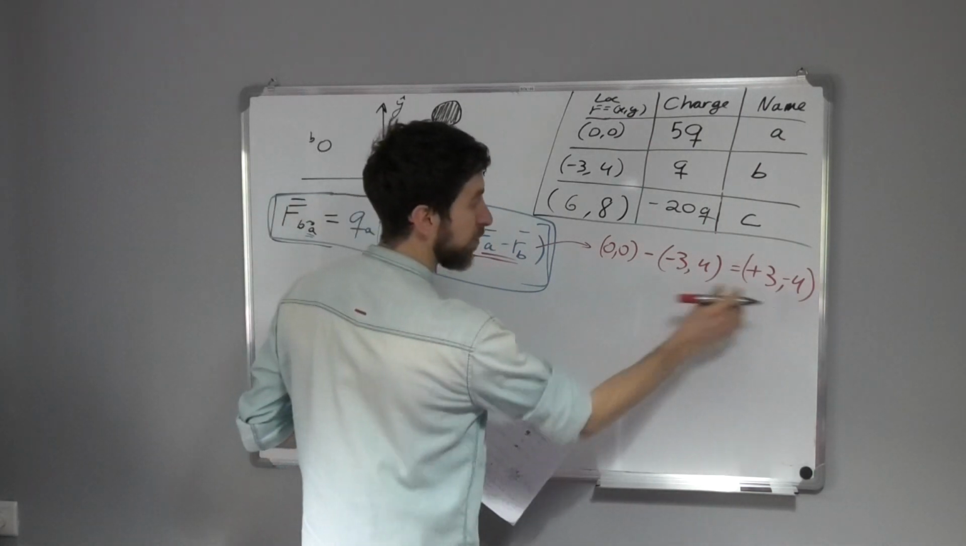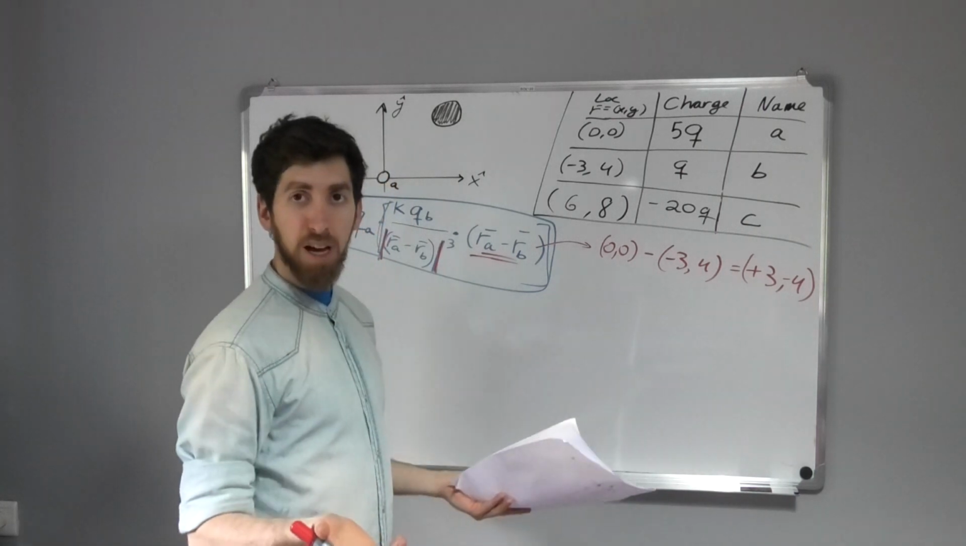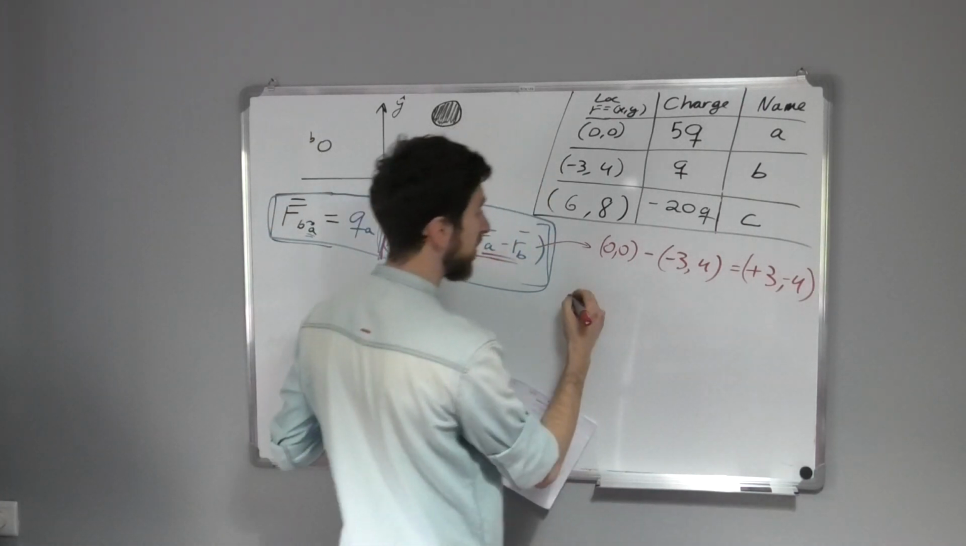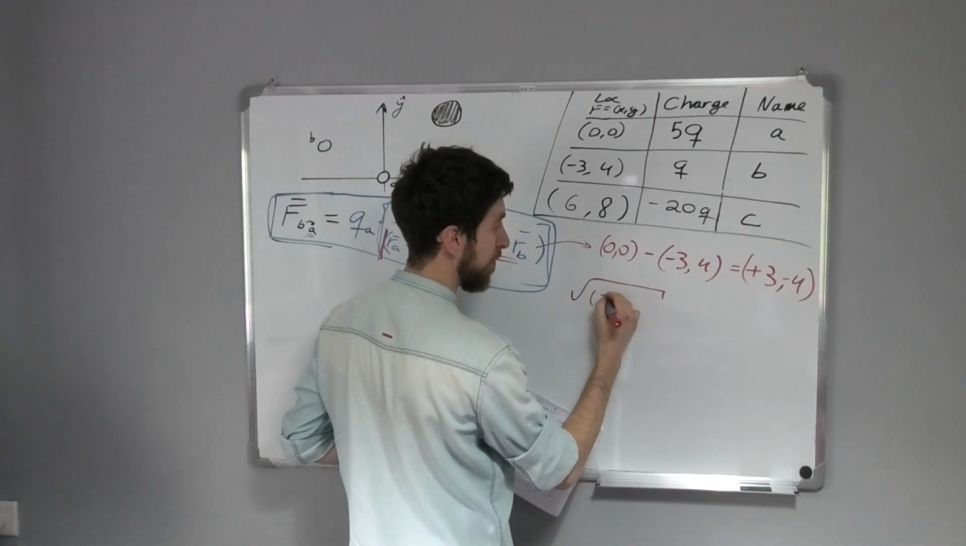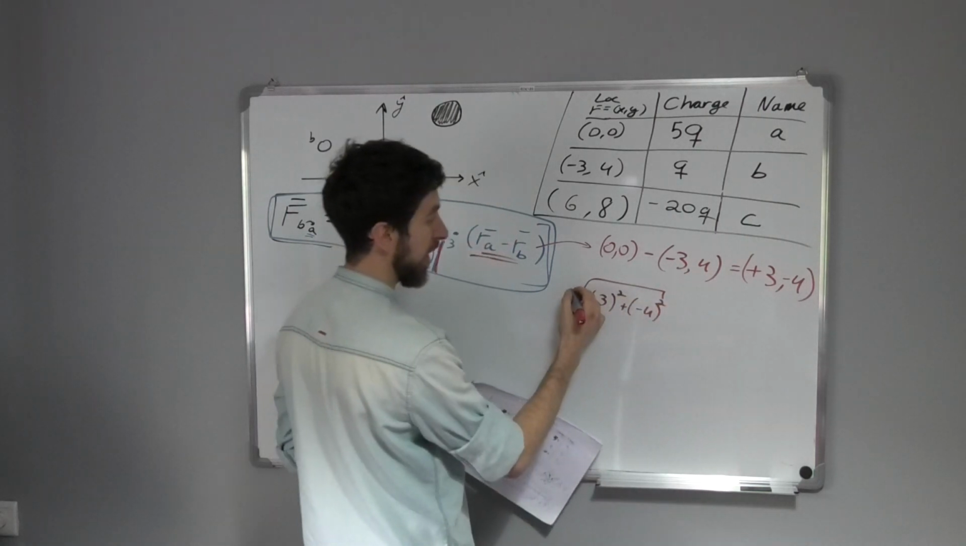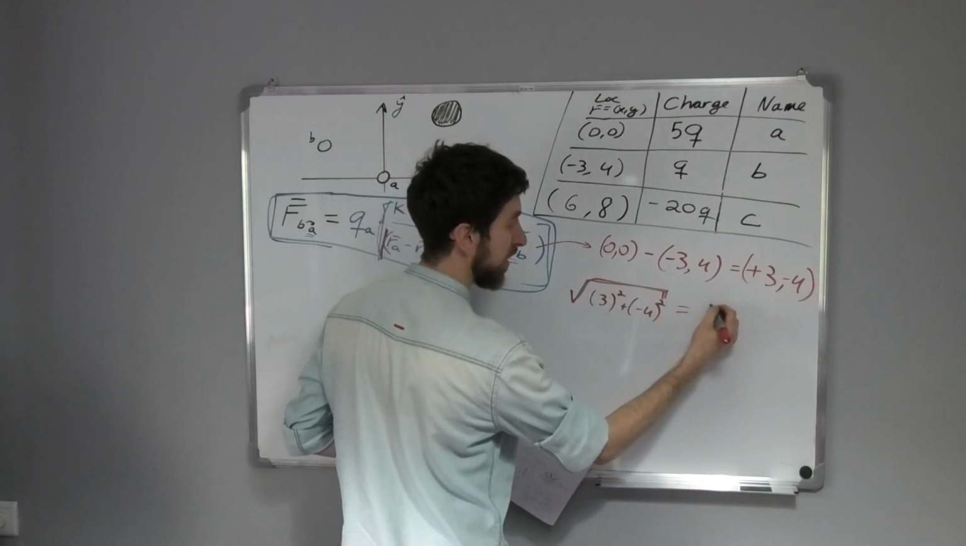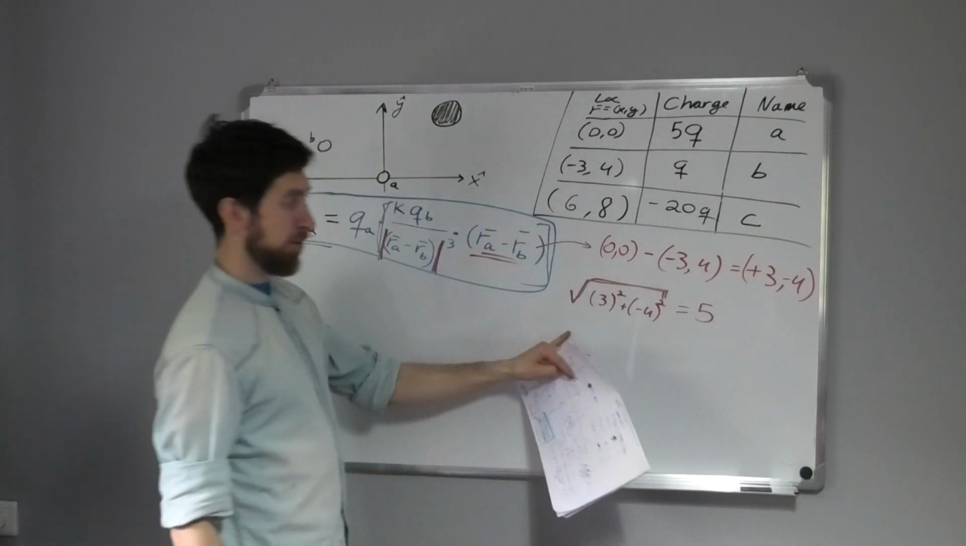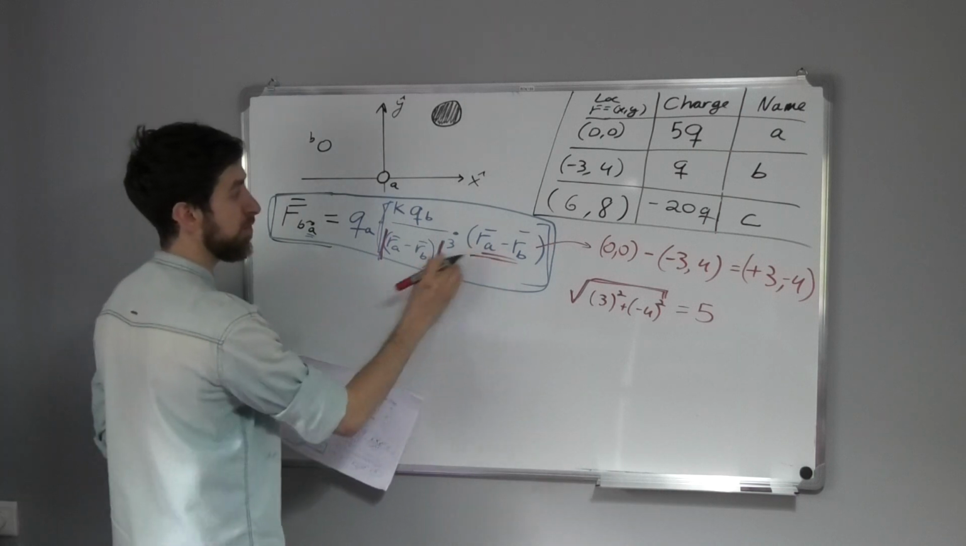So how can I do the magnitude of this vector? It's really easy. I just take each component, square it up, right? Square it up, and then take the root of it. And this is equal to 5. Perfect. So now I've got everything I need from here and here.